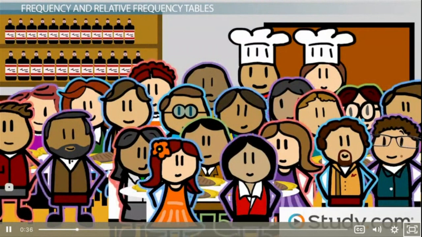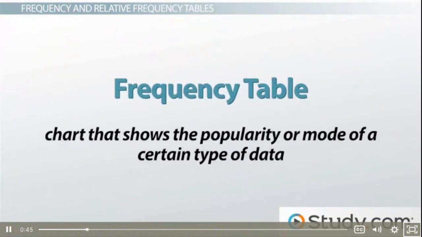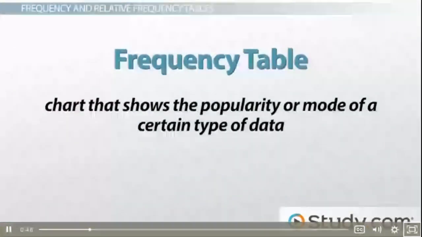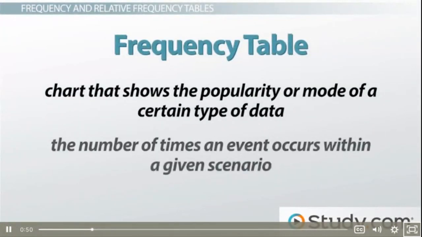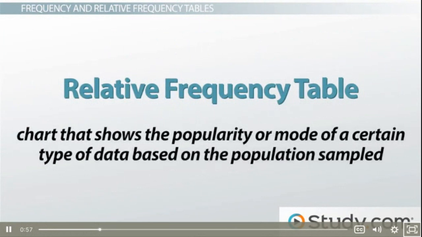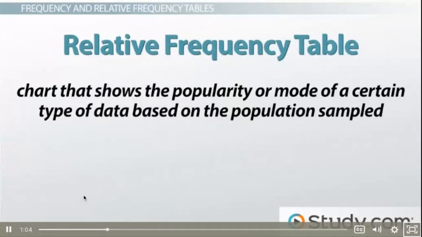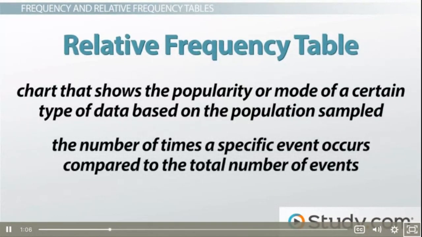Stephen and Renee can use frequency and relative frequency tables to analyze and visualize their choices. A frequency table is a chart that shows the popularity or mode of a certain type of data. When we look at a frequency, we are looking at the number of times an event occurs within a given scenario. A relative frequency table is a chart that shows the popularity or mode of a certain type of data based on the population sample. When we look at relative frequency, we are looking at the number of times a specific event occurs compared to the total number of events.